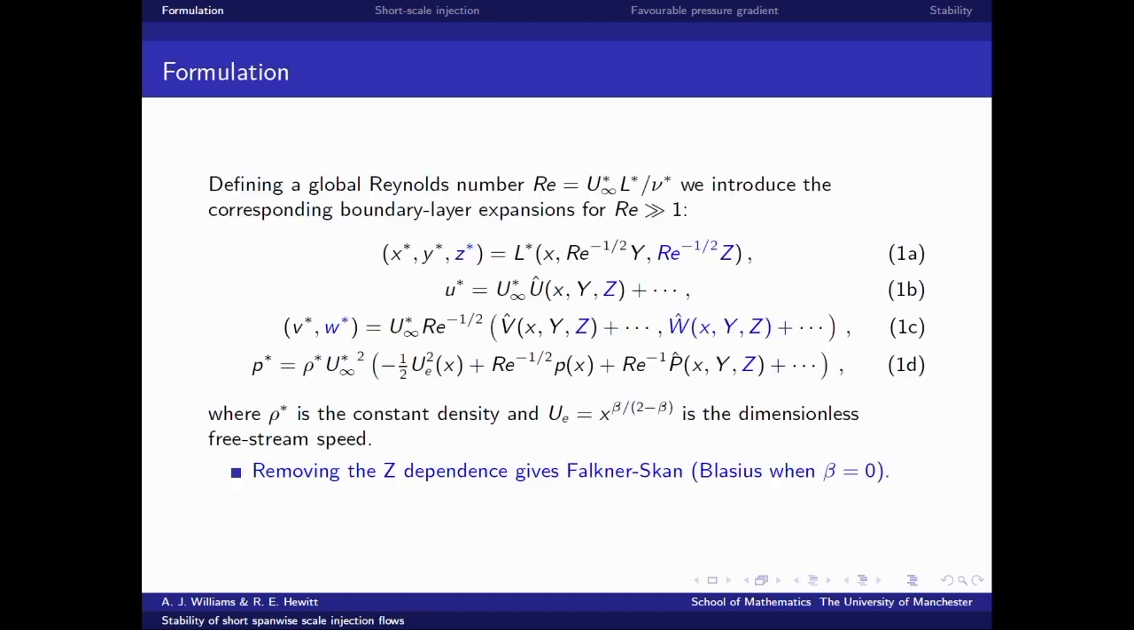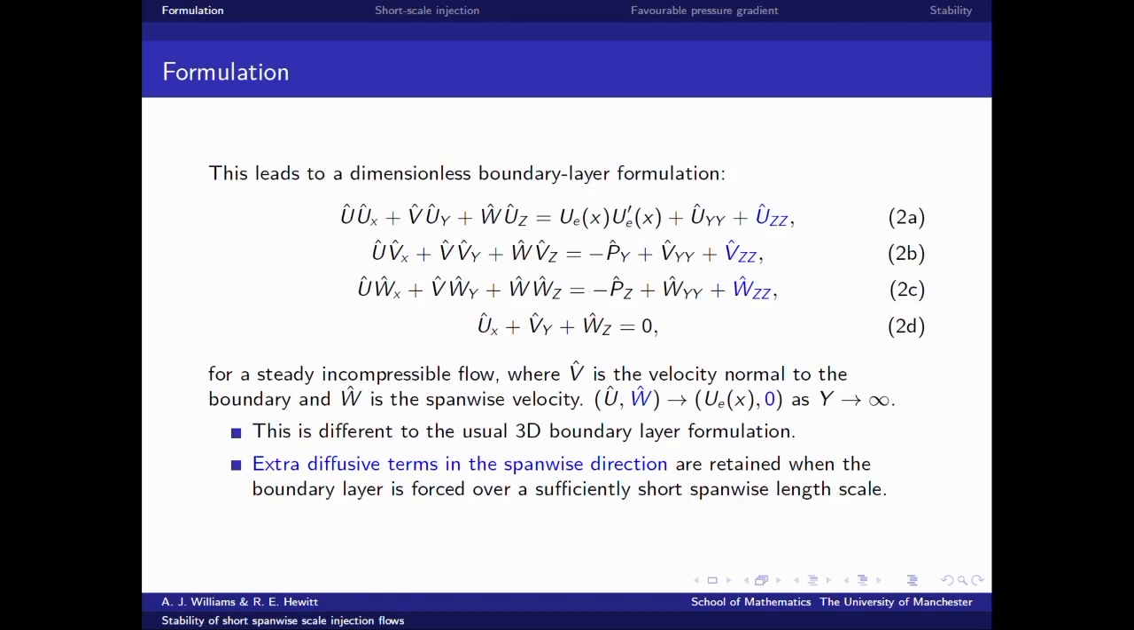Okay, so in a usual 3D boundary layer formulation, you just have the one boundary layer scaling, usually the transverse coordinate, the y there. But in our formulation, you have to include the diffusion, so you have to have the z coordinate as well. If you remove the z dependence, then you get the usual Falkner-Skan or Blasius boundary layer. When you include the z, you get these extra diffusive terms. These are called the boundary region equations, or the parabolized Navier-Stokes equations. The extra diffusive terms make it slightly different to the usual 2D problem.